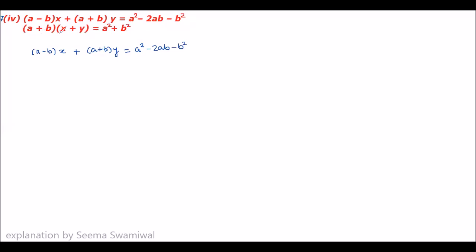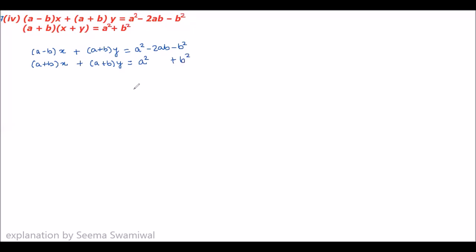Now here we need to open the bracket, multiply the whole bracket with x first, and multiply the whole bracket with y then. So first we will multiply a plus b by x. So this x term is segregated, and now we will multiply the whole bracket by y to separate the term involving y. So a plus b y is equal to a square plus b square.